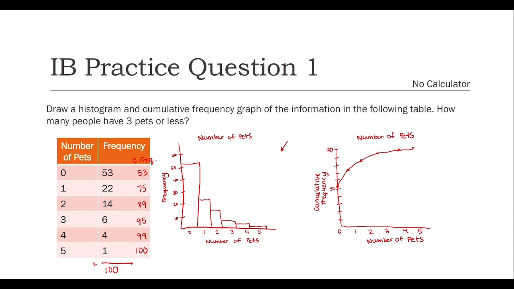So now we have our histogram and our cumulative frequency graph. And then it says how many people have 3 pets or less. So we'll go to the 3. And then we go over, and that was 95. So 95 people have 3 pets or less.